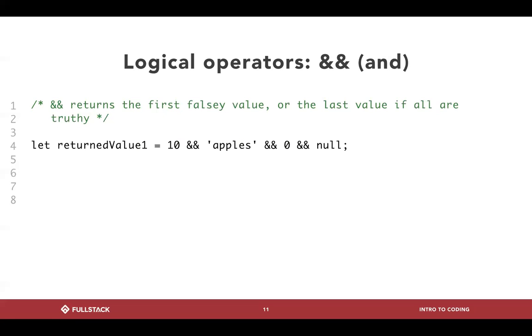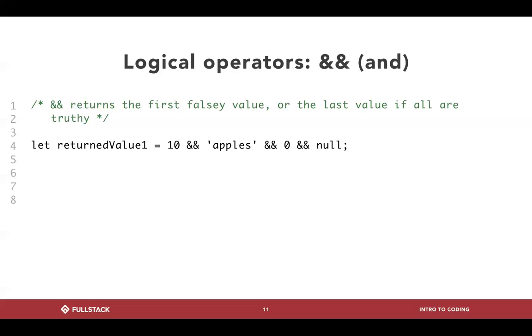So we have a variable called returned value, and then we have the number 10. That's a truthy value, so that would coerce to true. Then we have apples, which coerces to true. Then we have 0. If I was going to put this in a conditional statement with an if and all of these things, it would be false, right? Because in order for it to be true with the and operator, all of these things have to be truthy, or evaluate to true.